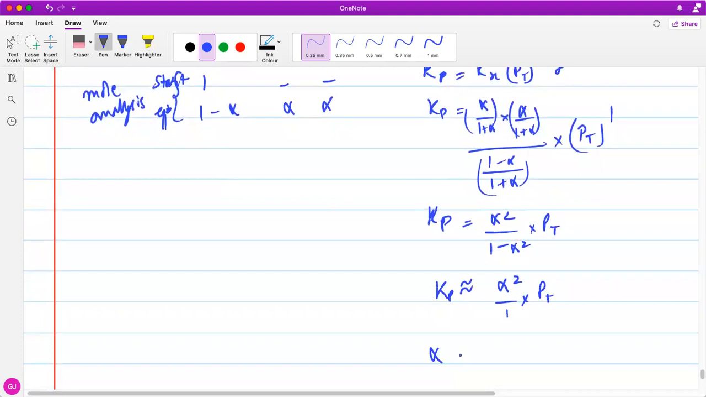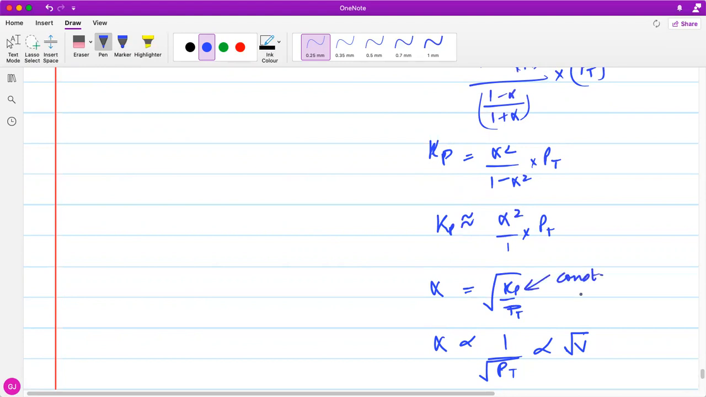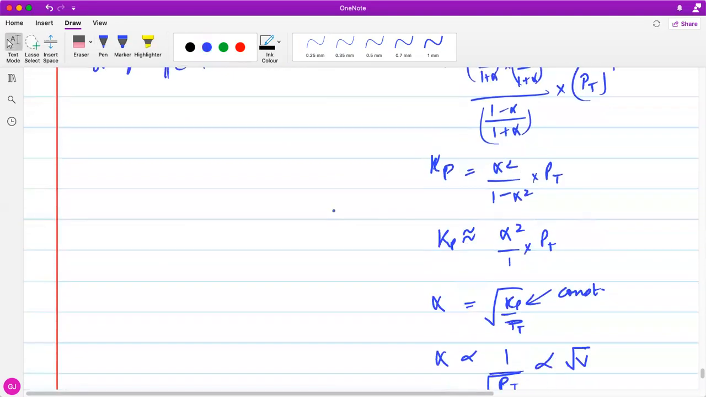So you can see that alpha is equal to under root of Kp upon P total, right? Or you can see that alpha is proportional to 1 upon square root of P total, right? And as a consequence, because temperature is constant and pressure and volume are inversely proportional to each other, so alpha would be directly proportional to the square root of V, right? Kp is a constant only, right? It only changes with temperature. So this is going to give you the correct answer as C option and D option.